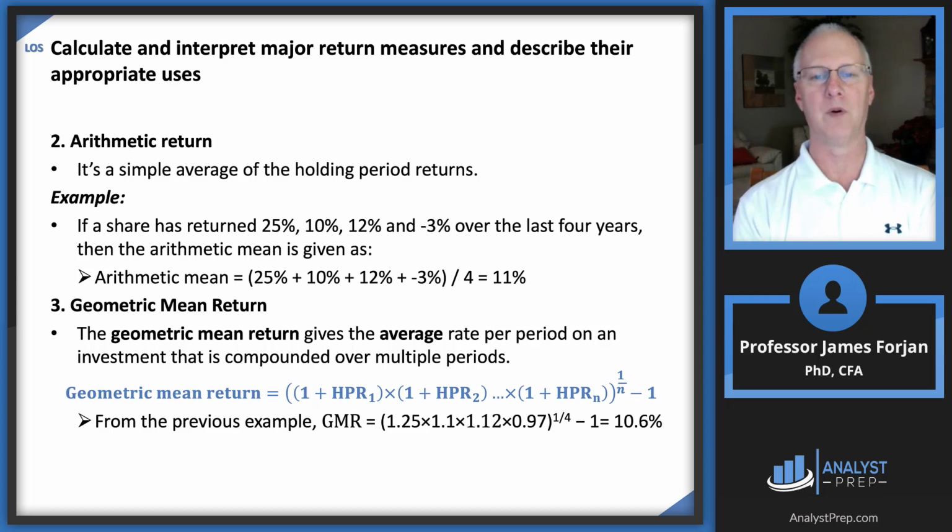So with that example that we did under the arithmetic return, we'll take the 125 and the 11 and the 112 and the 0.97, multiply those, raise it to the 1/4, subtract 1, and we're going to get 10.6%.